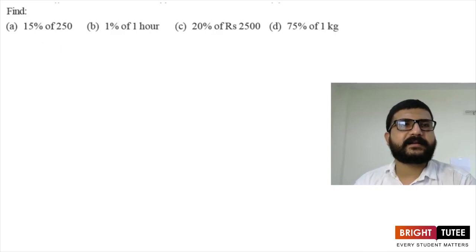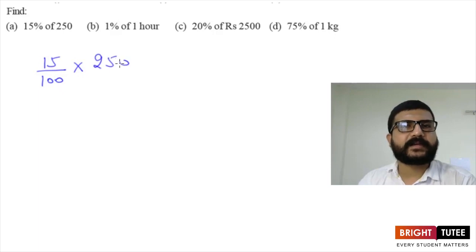So let's solve the first part. It is 15% of 250. 15% means 15 upon 100. Of means multiplication, and then we are having 250. So now this is 15% of 250.